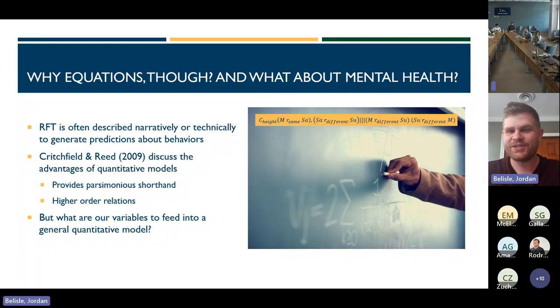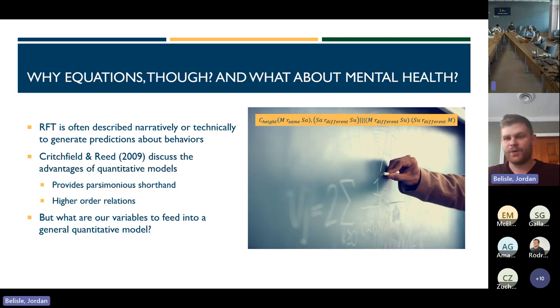So a common question that we get is, why do we have all of these equations? Why is there a need for a theory extension like RDT? Well, RFT is often described narratively or in a technical notation. This works fine when relational networks are relatively small and the dimensions are limited to only a few C rels. This notation here is a three-member network in one singular context.